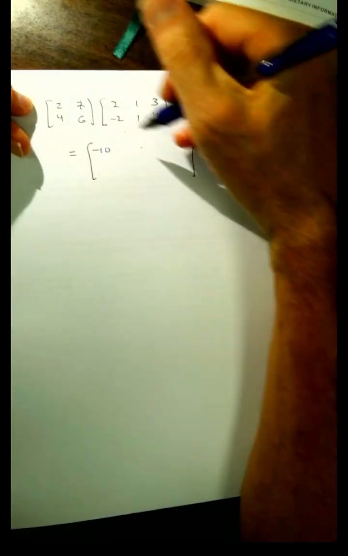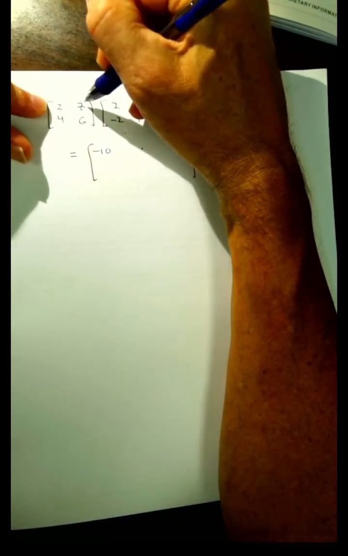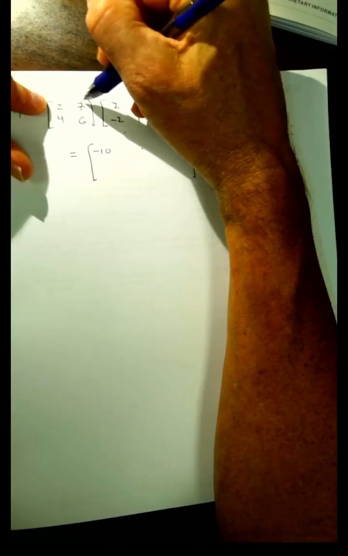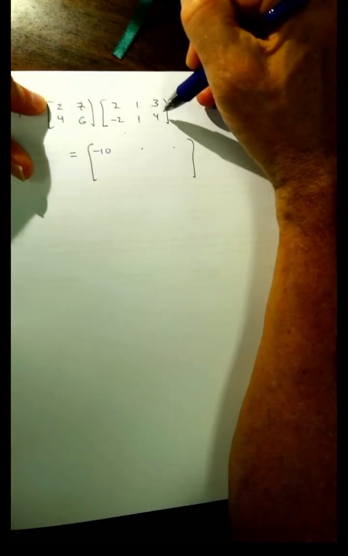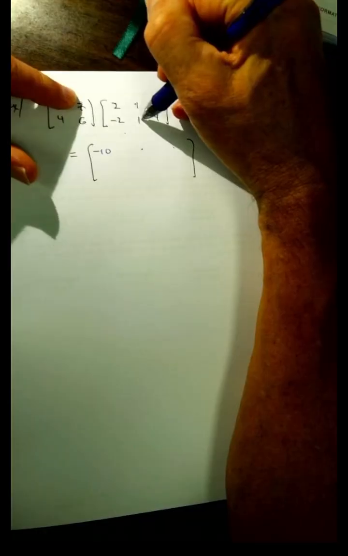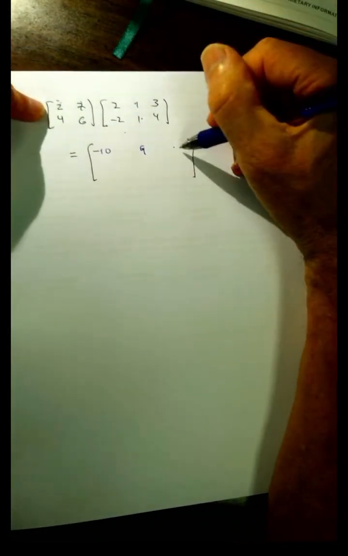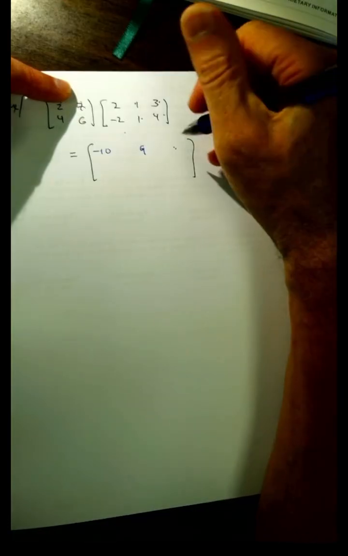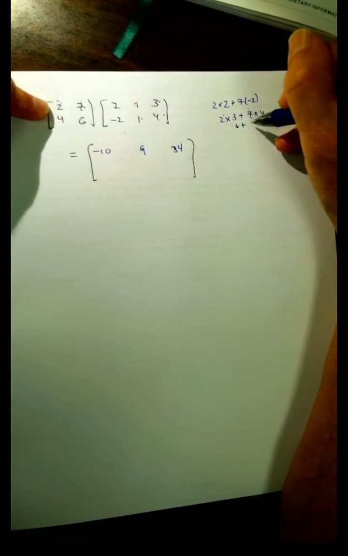For this entry, as I go across here and here, I'm still going to use this first row of the first matrix, but I'm going to use the second column and then the third column. So I'm going to have 2 times 1 plus 7 times 1 is 9. And in this entry, I'm going to have 2 times 3 plus 7 times 4. So that's 6 plus 28 is 34. Okay, is that right? That doesn't seem right. So 6 plus 28, I guess that's right.